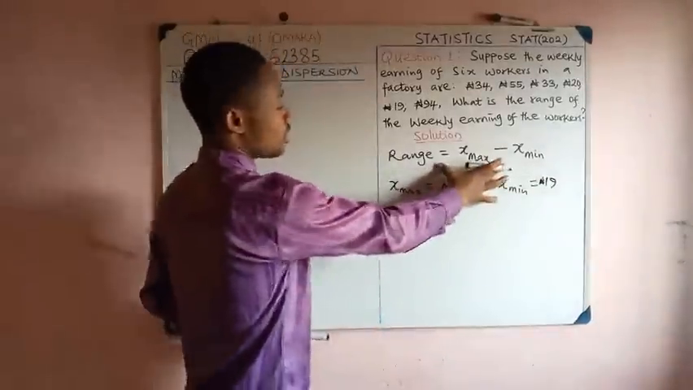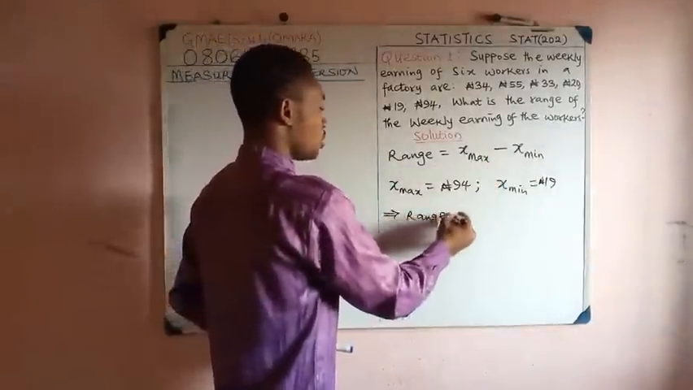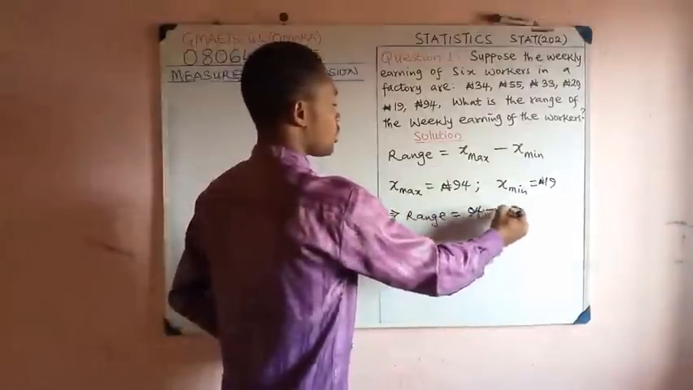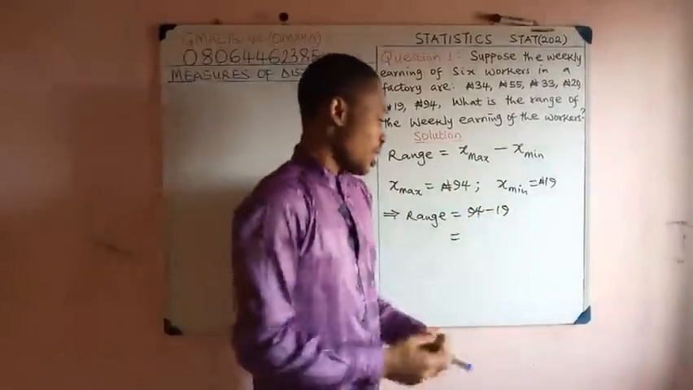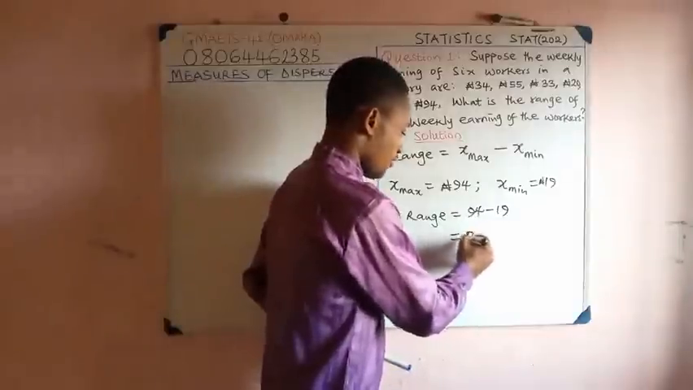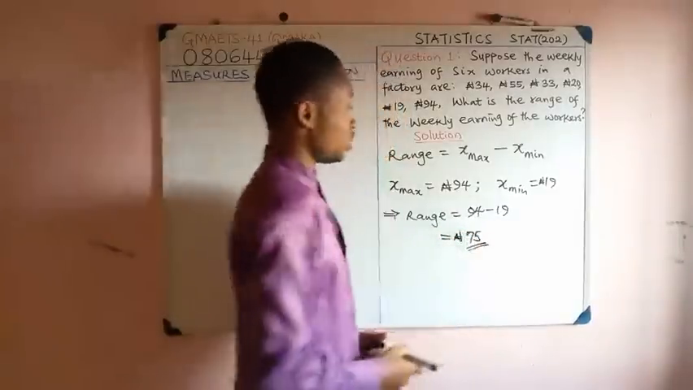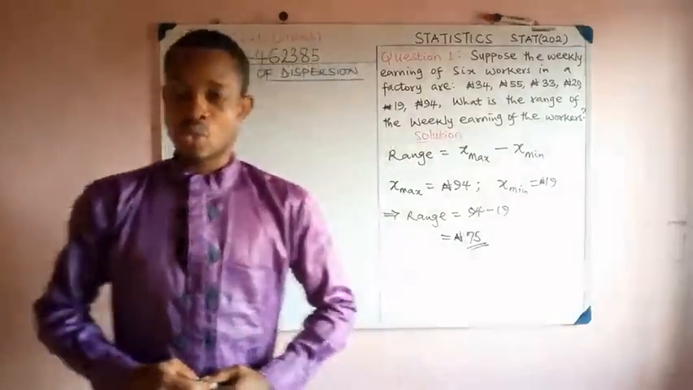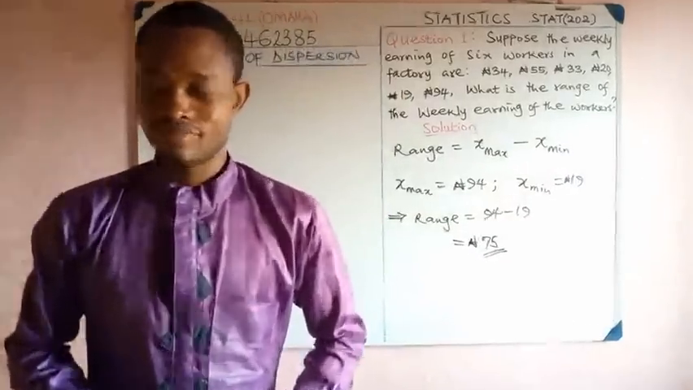So we'll substitute into this formula to get our range. It implies that range is equal to 94 naira minus 19 naira. And then 94 minus 19 will give us what? Alright, so we're going to get 75 naira as the range of the weekly earnings of the workers. So this is how simple we obtain the range for a given distribution.